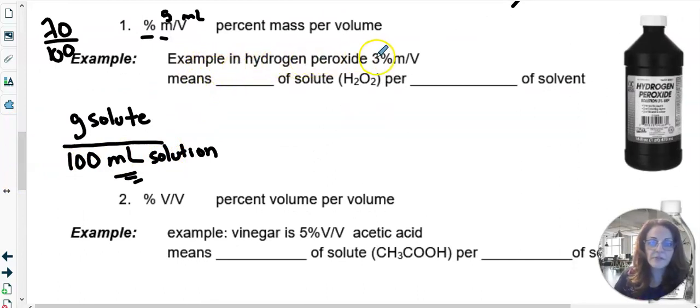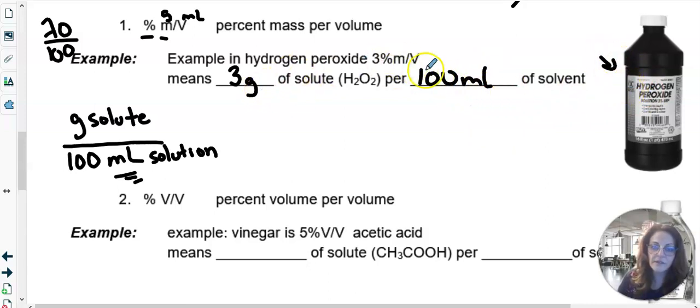An example is hydrogen peroxide, 3% MV, which means I have 3 grams of solute per 100 milliliters of solution. So hydrogen peroxide means that I put a solid, because you're having grams, in a liquid, 100 milliliters of solvent. So there is a typo, please. I would ask you to write here solution, not solvent.